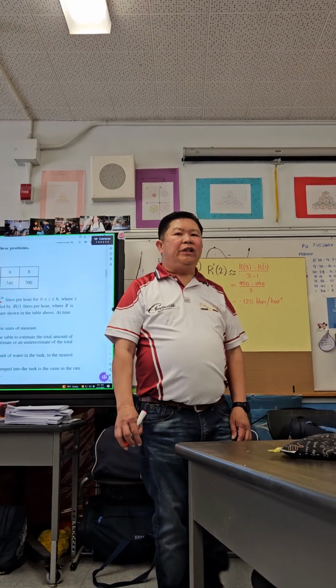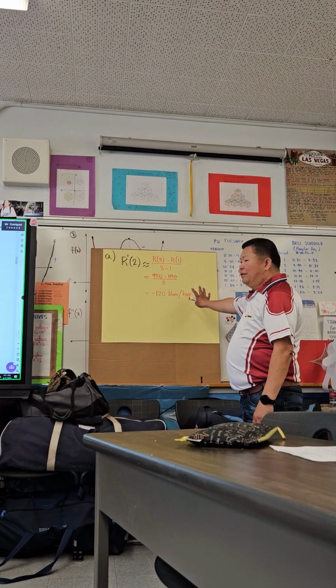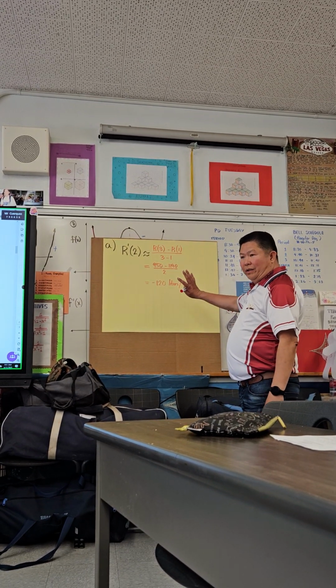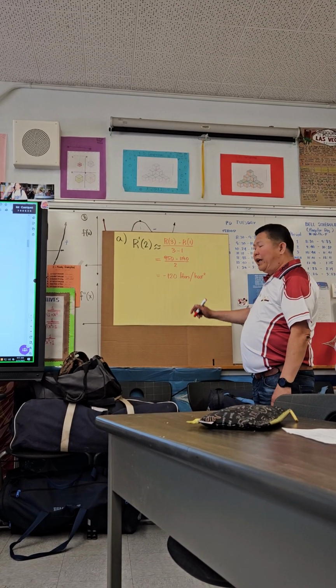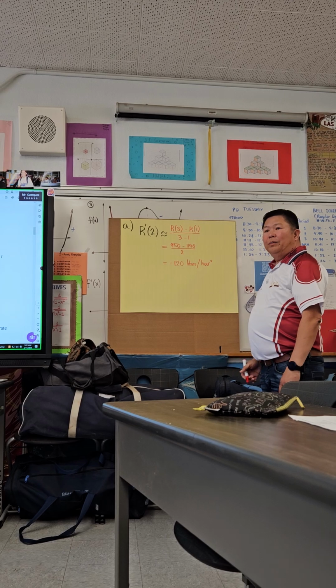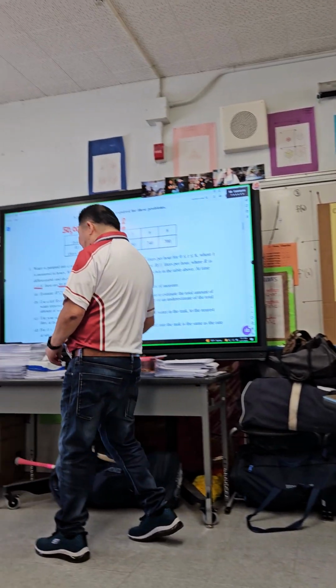Any question on letter A? Now, in case there are two students not here, so I'll just leave it here, okay? So negative 120 liters per hour or per hour square. Okay, next, moving on to question B.